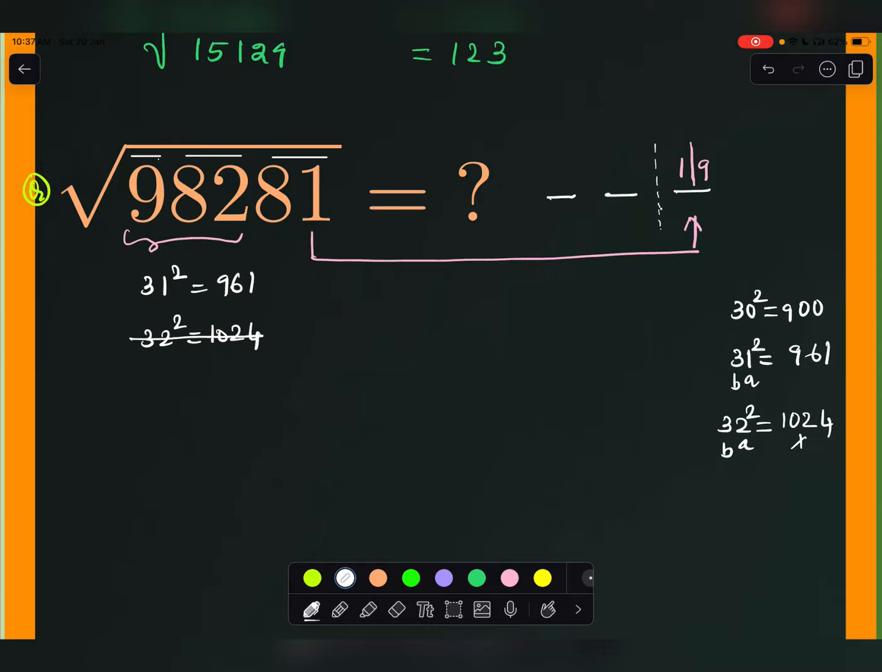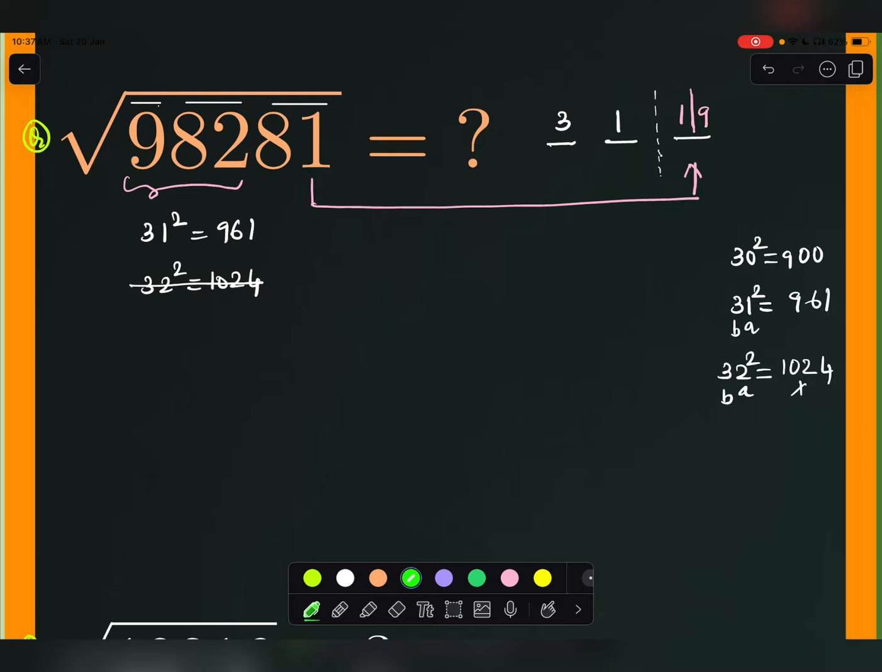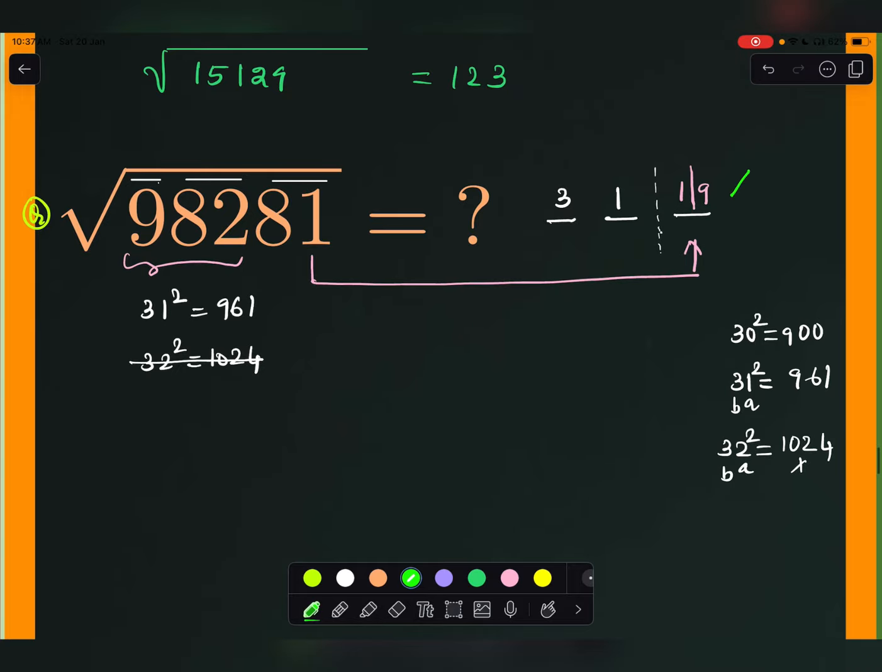So square root of 31 square, which is 961, right? Sorry, square root of 31 square equals how much? We'll get 31. So definitely your number is either 311 or 319. Here also I need to eliminate one. So take the square of a number which lies in between 311 and 319, right?